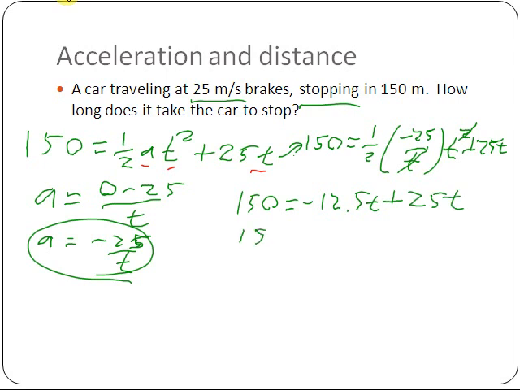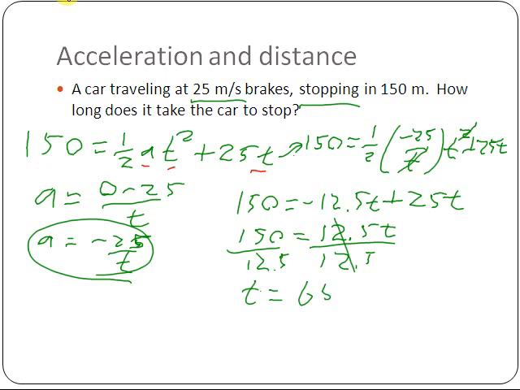And so 150 is equal to negative 12.5 plus 25, which is 12.5. So 12.5t, divide both sides by 12.5, and it cancels over here. 150 divided by 12.5 should be 6. I'm doing this in my head right. So I get a time is, sorry, not 6, 12. Not thinking. 25 goes into 150 6 times, but 12.5 goes in 12 times. 12 seconds. And so I get 12 seconds here.